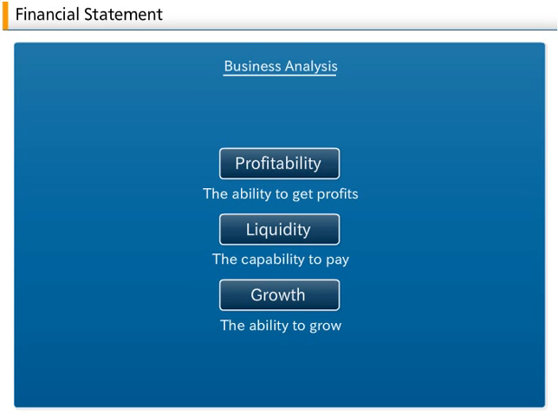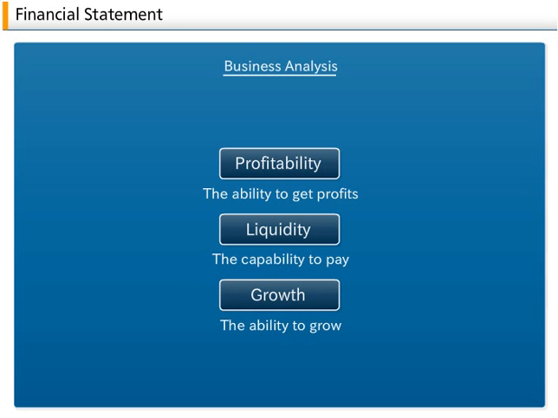In business analysis, the analysis is done with regard to three perspectives. These are the ability to get profits, profitability; the capability to pay, liquidity, safety; and the ability to grow, growth. A good company will have large profits and an excellent capability to pay and will be growing.